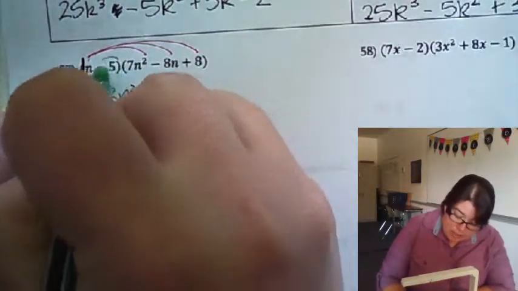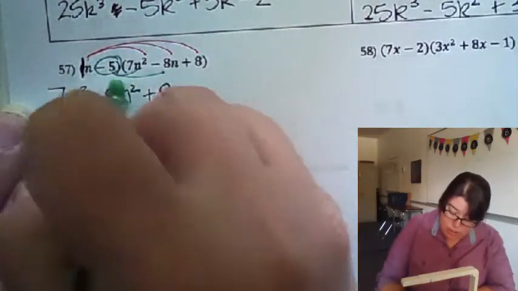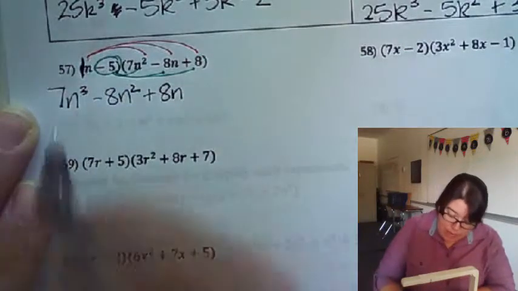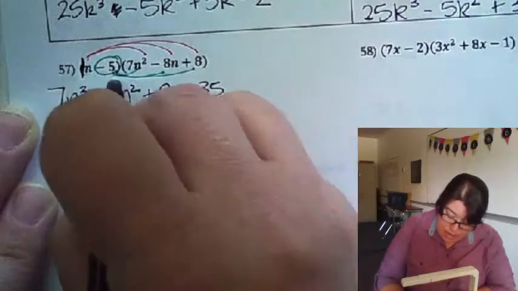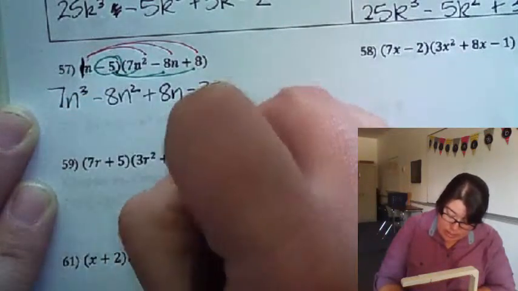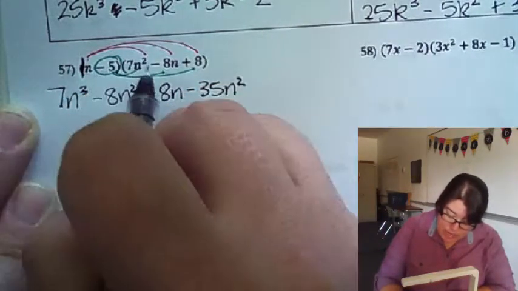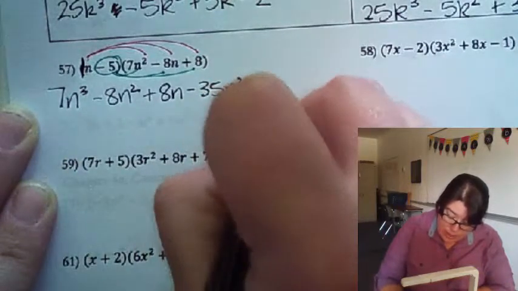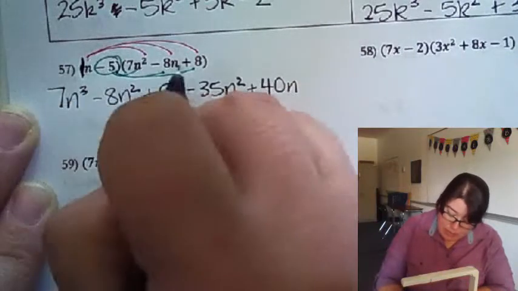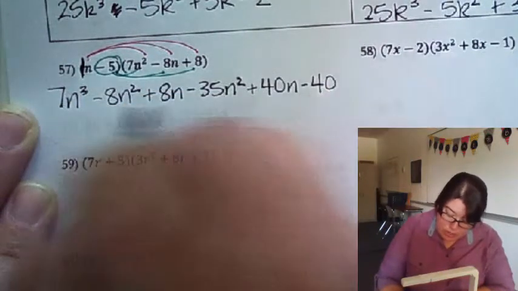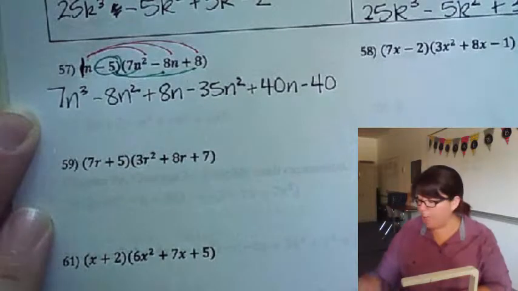Now my second term, and I'm going to keep that sign attached. So negative 5 times negative 7 is negative 35. And no variable times n squared is n squared. Negative 5 times negative 8 is positive 40. And no variable times n is just n. Negative 5 times positive 8 is negative 40. And there is no variable on either of those terms, so I'm good to go.